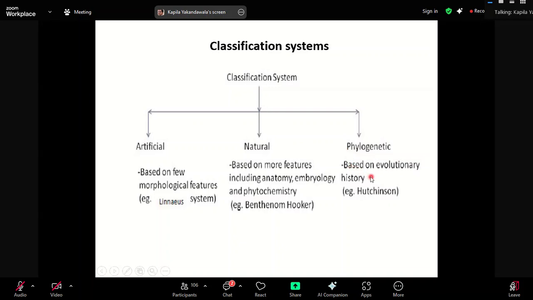This is based on evolutionary history or evolutionary relationship. This was suggested by Hutchinson. So presently we accept this classification system, the phylogenetic classification system.